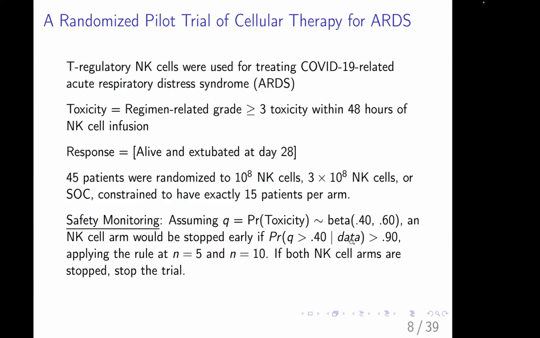And here was the stopping rule. This says to stop early if the likelihood that the probability of toxicity was above 40% was high. So if there was a bigger than 0.9 probability that the toxicity rate was bigger than 0.4, stop the arm. This was applied to each of the NK cell arms. And we applied it when they had 5 patients, which is very quick, and when they had 10 patients. And then the rule was if both NK arms are terminated, stop the trial.